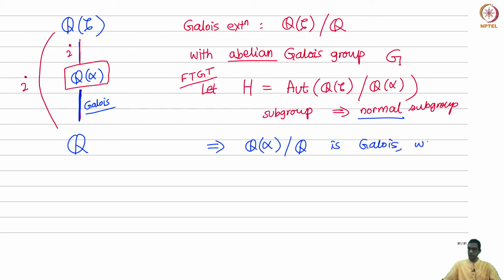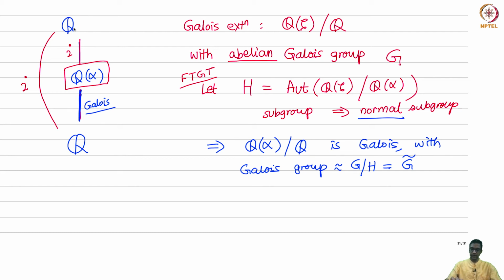And what's the Galois group? Well, it's just G mod H, right? With Galois group G isomorphic to G mod H. So maybe we'll call this G tilde. This is the Galois group of Q alpha over Q. Good, so now we are in good shape.